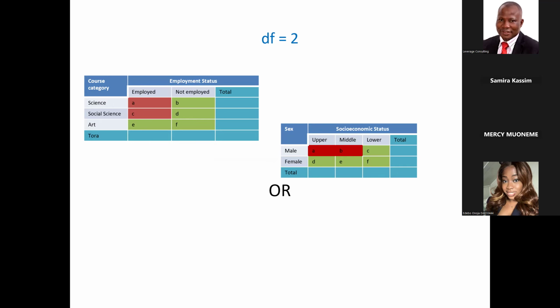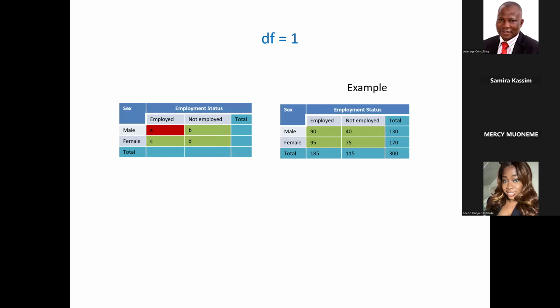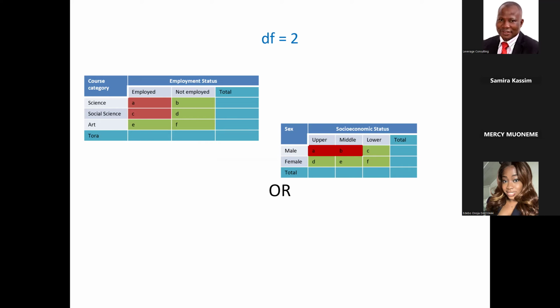Remind you, as we are doing it, this first one is row minus 1 times column minus 1: 2 minus 1 times 2 minus 1, making 1 times 1, 1. Can you see? So if you say 3 minus 1 times 2 minus 1, that's 2 times 1. That's 2. The degree of freedom is 2. Or 1 minus 1 times 2 minus 1, 2 times 1 is 2.